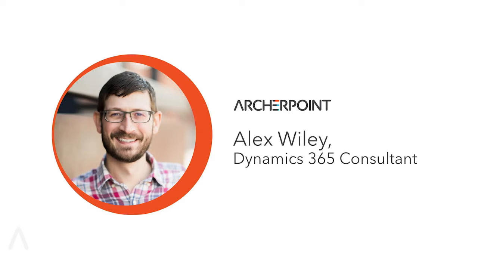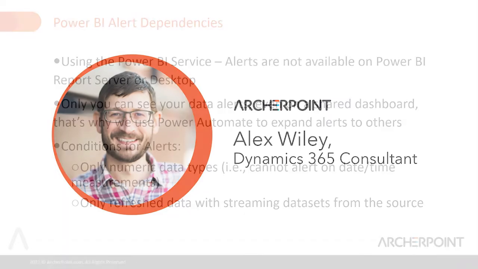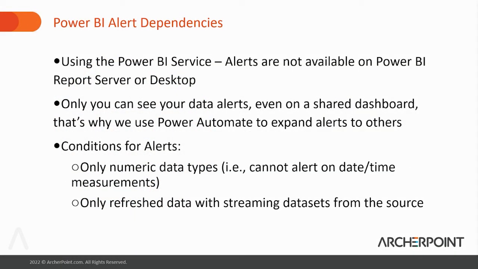The first thing we want to look at is what are the requirements for using Power BI alerts? You can only use Power BI alerts using the service, which means the online portal. Alerts are not available on the report server or the desktop version of Power BI. Only you get to see your data alerts. Even if you've set the alert on a dashboard and shared that dashboard with another user, Power BI only shares that alert with you, which is why we're going to look at how we can extend that with Power Automate to send those alerts to others when certain conditions are met.